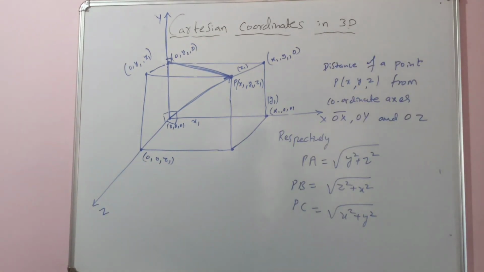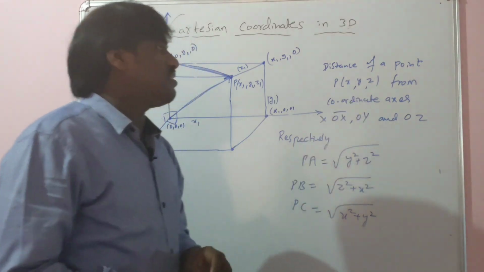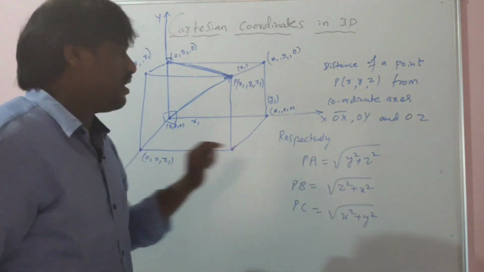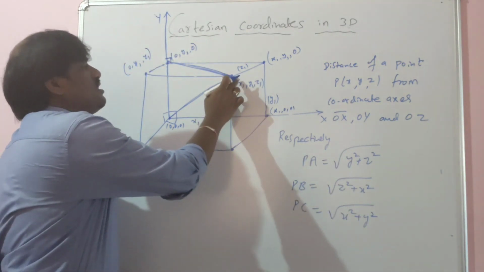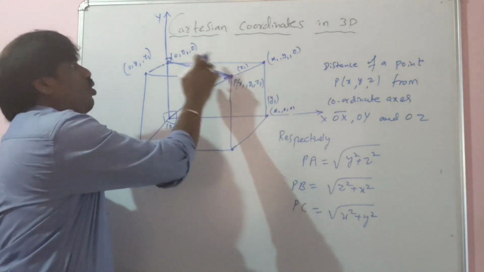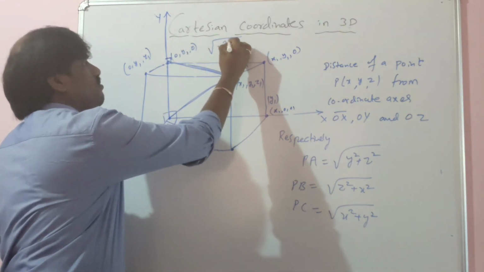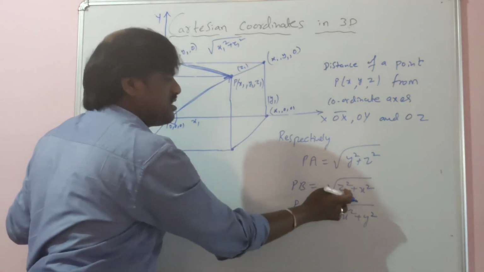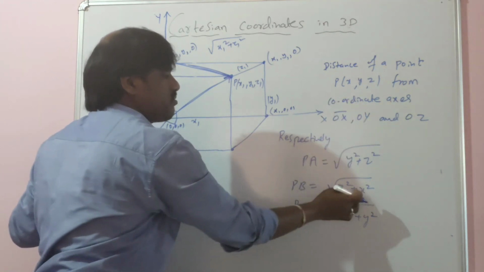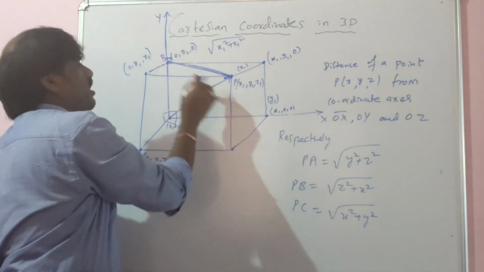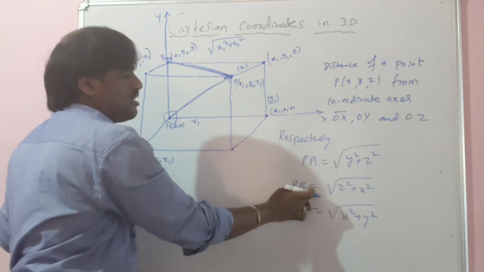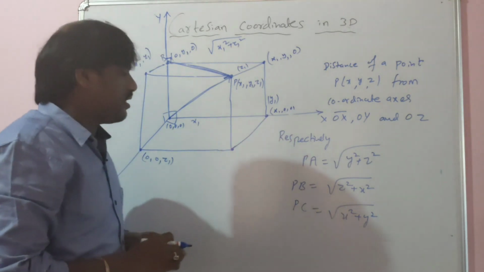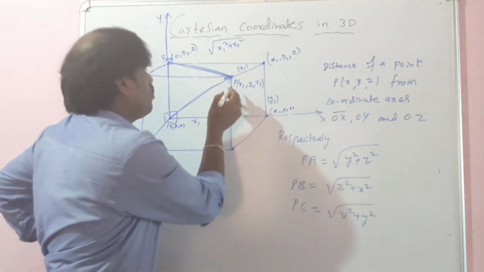See here, this is the distance of a point (x, y, z) from the coordinate axes OX, OY, OZ respectively. The distance of this point on OY, I got the square root of x1 square plus z1 square. Taking (x, y, z), I get x square plus z square. So if this is the point B, then the distance of PB will be the square root of x square plus z square.